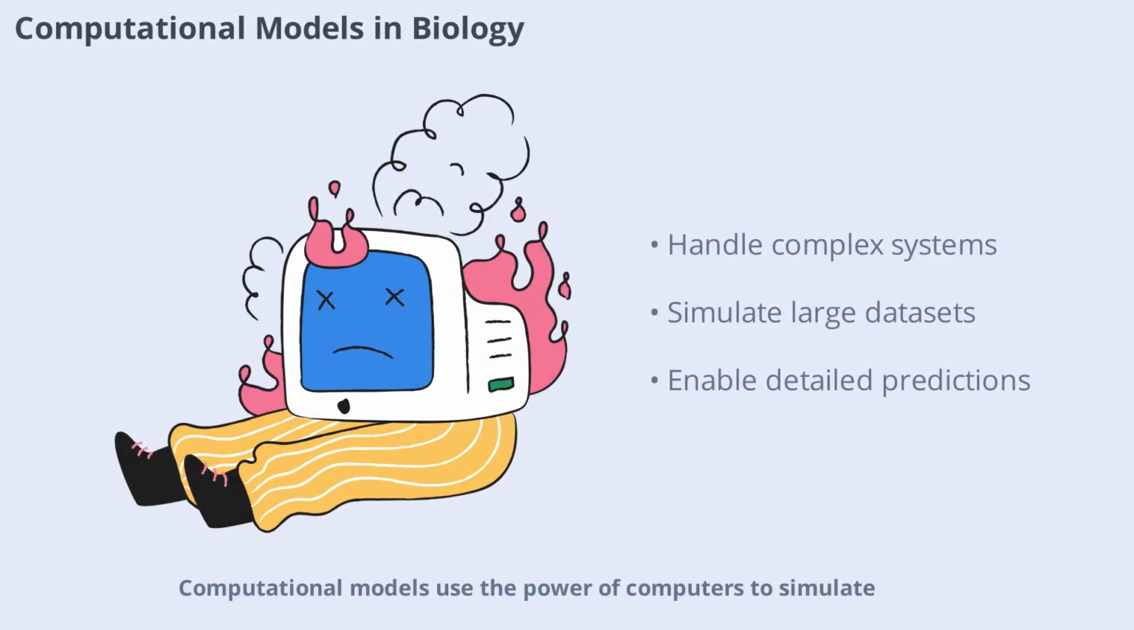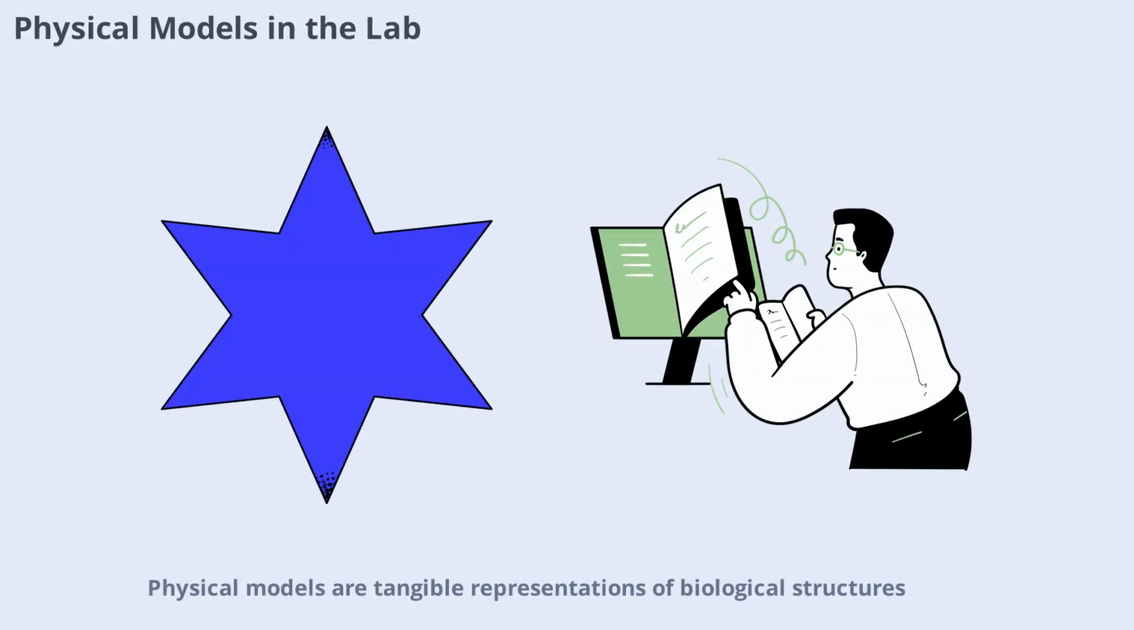Computational models use the power of computers to simulate biological systems that are too complex for simple equations. These models can handle vast amounts of data and simulate interactions between thousands or even millions of components. For example, computational models are used to simulate the spread of infectious diseases, the folding of proteins, or the behavior of entire ecosystems. With advances in computing, these models are becoming more detailed and accurate, opening new frontiers in biological research.